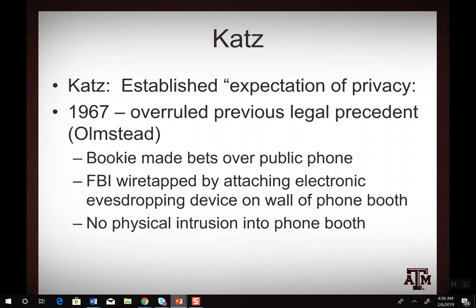Up until 1967, the legal precedent was Olmstead, which would have allowed this. But the Supreme Court in the 60s and 70s began to take a more protective stance on privacy. And this is what established the words you will hear, expectation of privacy. Did he have an expectation of privacy? And the court ruled he did, and that the government erred in not having a 4th Amendment warrant. Now, if they'd had a search warrant, the evidence would have held. But you have an expectation of privacy.